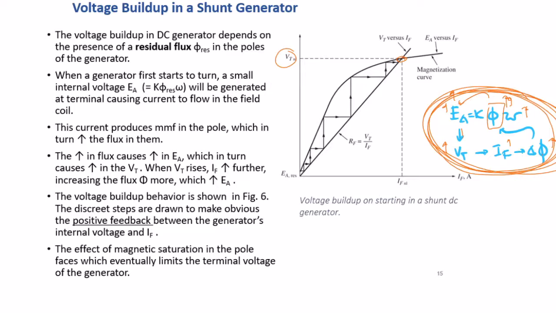Okay, so this is the explanation why this shunt DC generator can still work, although initially there is no field current that is supplied to the generator.